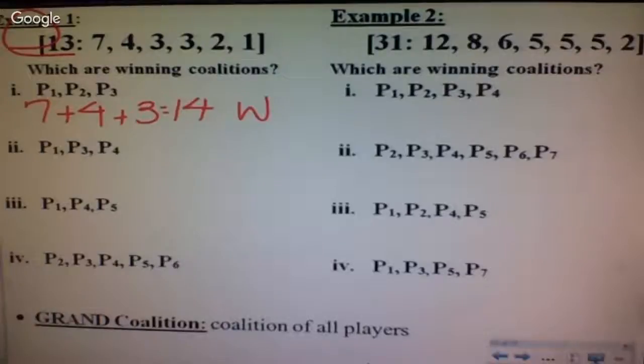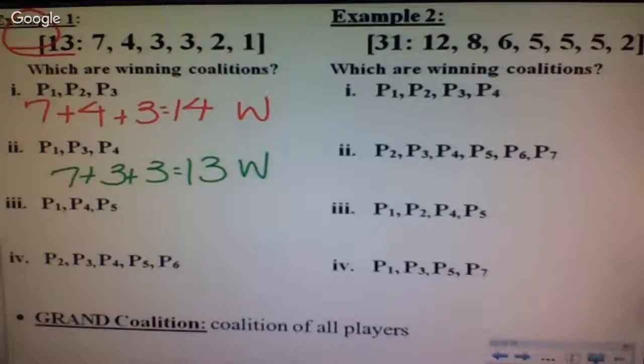So this second one, I want to put player 1 with 3 and 4. So that's 7 plus 3 plus 3. 13. Would they win together? Yes. As long as they hit that quota or go higher than it, they are winners.